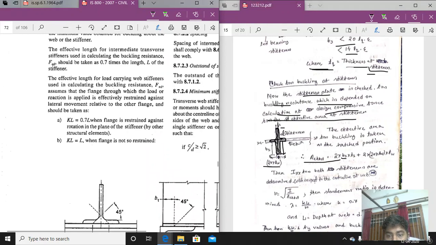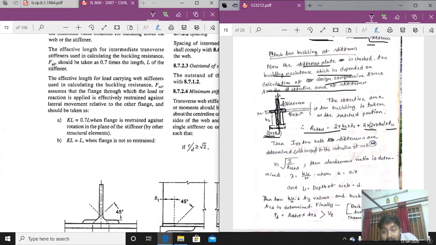So this is the total distance from the horizon, the wave part, that is, from the center of the flange, the center of the stiffener, to the edge of the wave area. It is 20 T into W. So 2 into T into W into the TW is the total effective area.